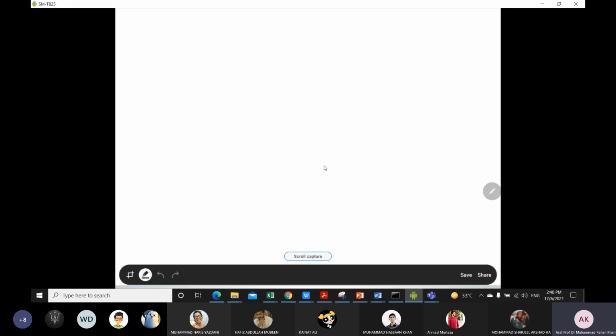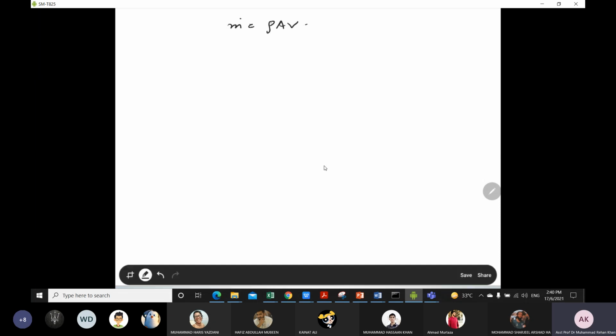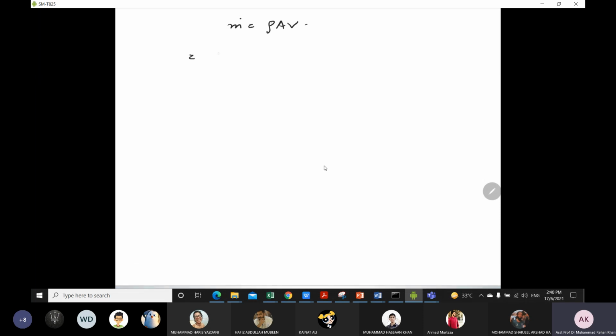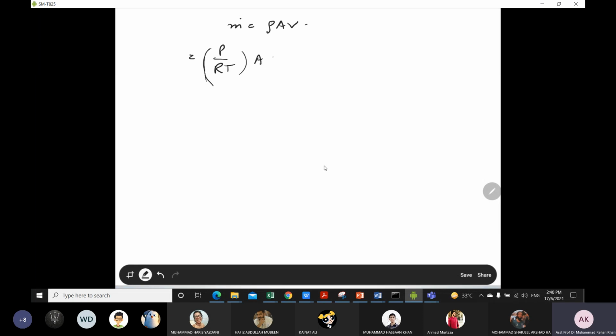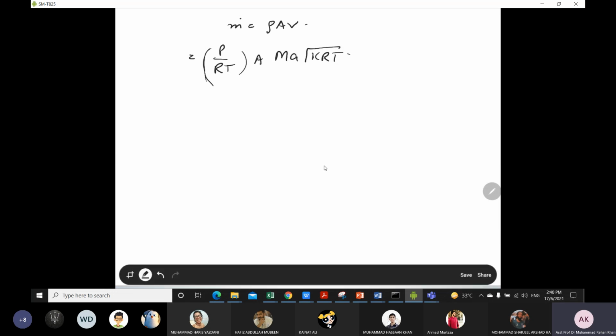Okay, so now here we have to develop the mass flow rate equation. Mass flow rate is basically equal to rho AV. If we simplify this equation, we can write that rho is basically P by RT, then the area, and your velocity is Mach number into under root KRT. So by simply putting all the values, we get this equation.